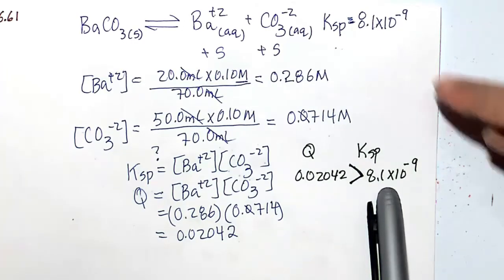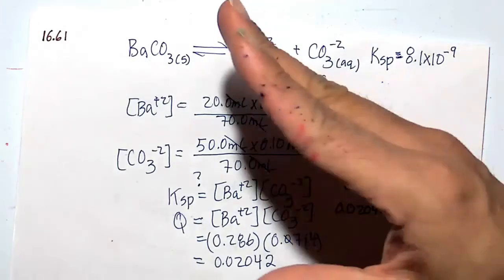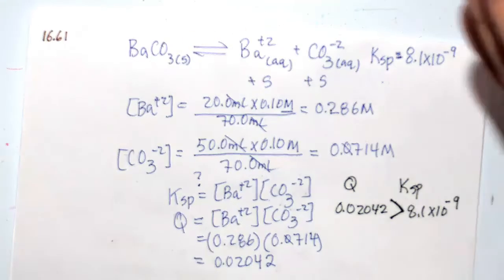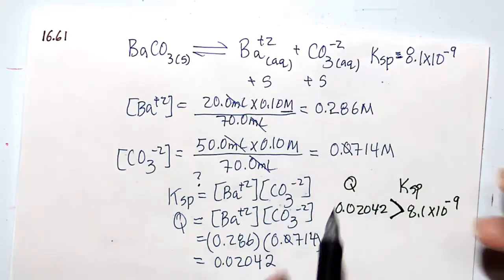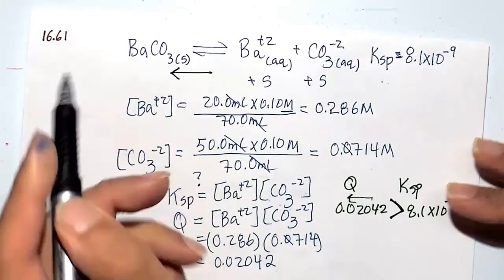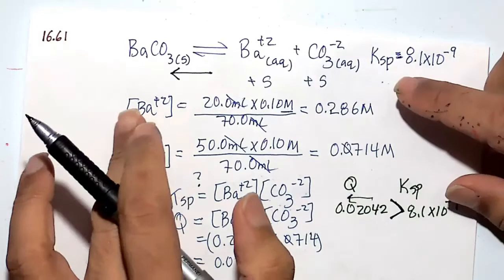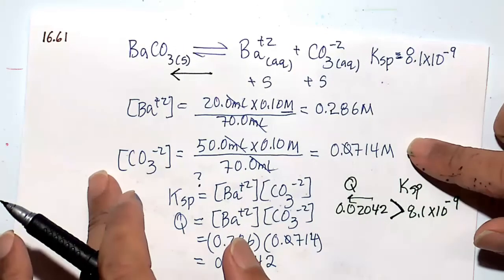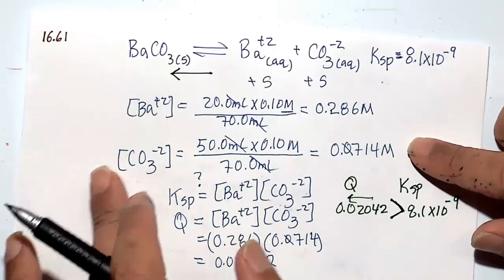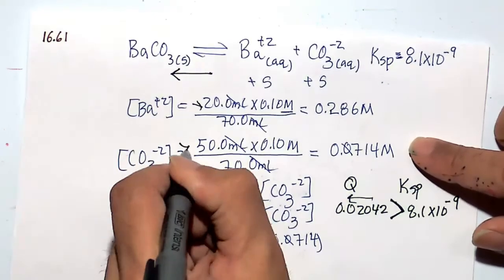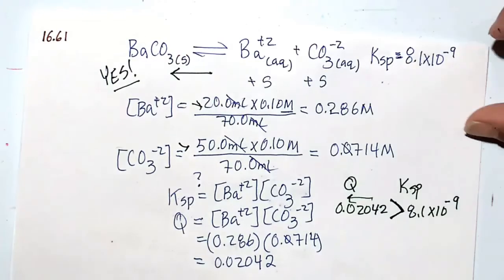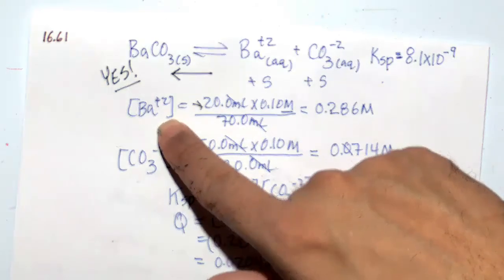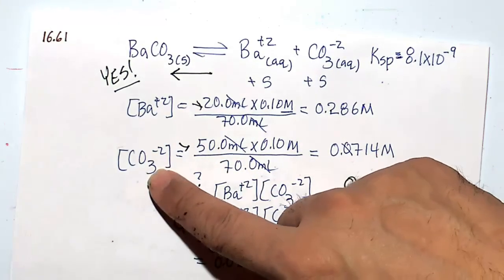And yes, resoundingly, Q is much, much greater than Ksp. And so where do the arrows point? The alligator claws or the jaws, or however you want to phrase it, point to the side of the precipitate. So the precipitate here is where the equilibrium shifts. So yes, if you mix these two substances together at these concentrations, you will definitely get a precipitate. And the answer is a resounding yes, there is a precipitate when you mix barium ion from barium nitrate with carbonate ion from sodium carbonate.